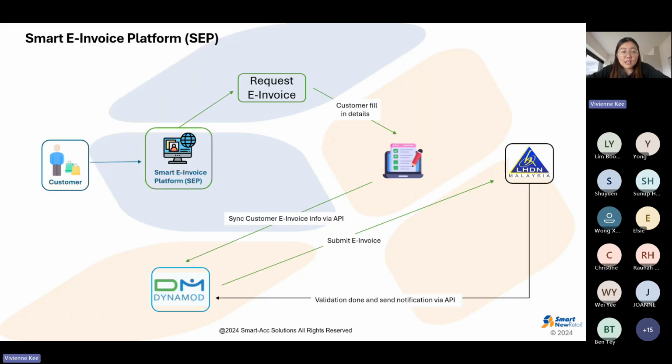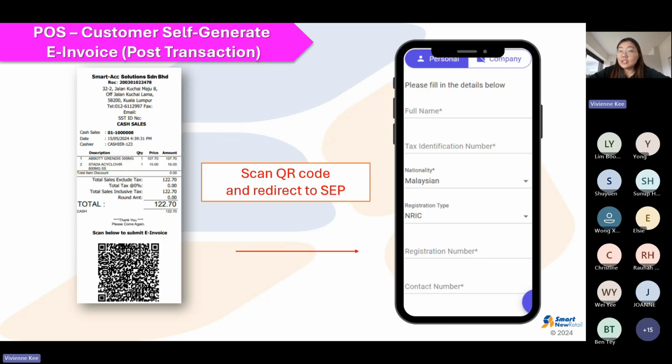How does it work? The customer will link to the SEP function, which connects back to the Dynamod. Once they key in all the details, the Dynamod will save all the info and push it to the LHDN API. Once all the info is correct and successfully validated, it will return the e-invoice. If using this method, your cashier will not have a long queue.